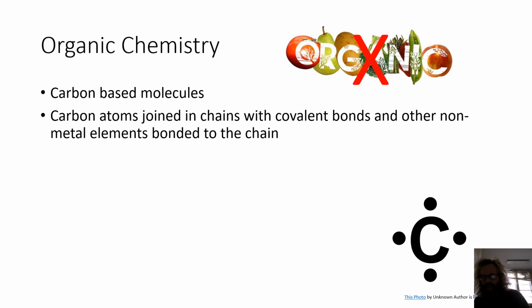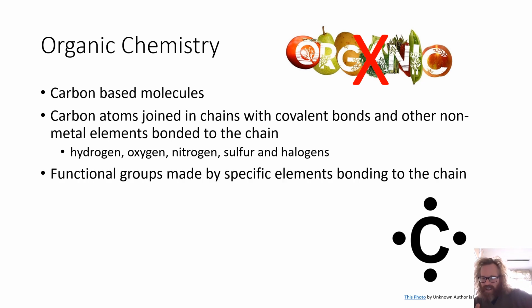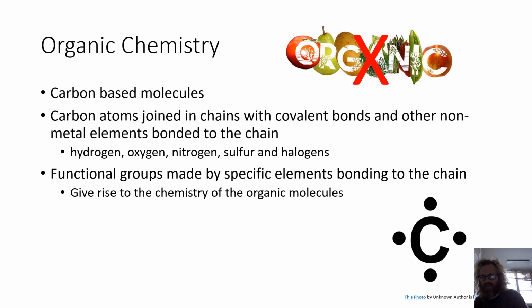And these carbon atoms get joined together in chains, and these chains are held together with covalent bonds within those molecules. And also, not only carbon atoms are involved, but also other non-metal elements are connected to the chains through covalent bonds. And these atoms include hydrogen, oxygen, nitrogen, sulfur, and halogens. And when these atoms bind to the chain in a specific way, they end up with things called functional groups. And it's these functional groups that give rise to the different chemistry of organic molecules.